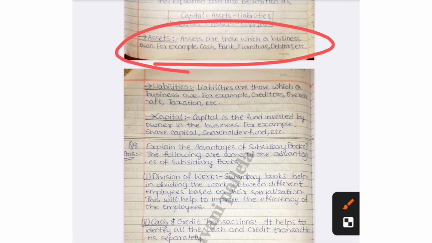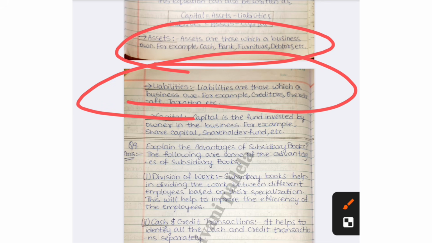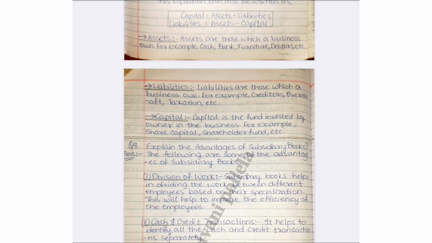Assets are nothing but the properties of the business. For example, machinery, cash, bank, debtors, like that. Clear? Liabilities are nothing but future repayments. For example, bills payable, creditors, bank overdraft, taxation, like that. Clear? Next, what is meant by capital?